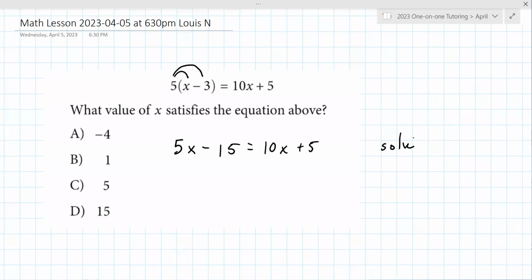Equals 10x plus... minus 15. Oh, so it would have to be above 5? No. How did you come up with 5? I'm not saying you're wrong. I'm just asking. What do you call it?